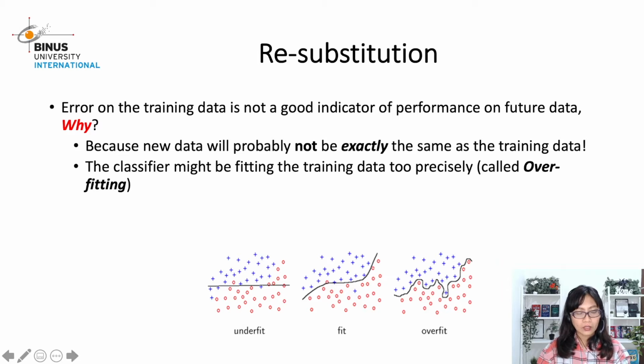Why is this not a good indicator? Because new data will probably not be exactly the same as the training data. It can be something really different. Also, we don't want our classifier to be underfit or overfit. We want something in the middle, general enough to classify the new data, but not too general and not too specific.